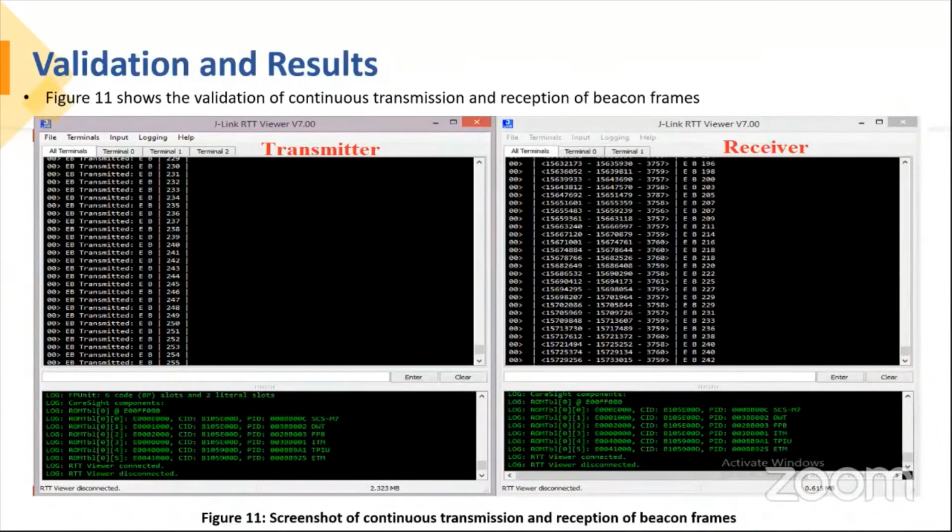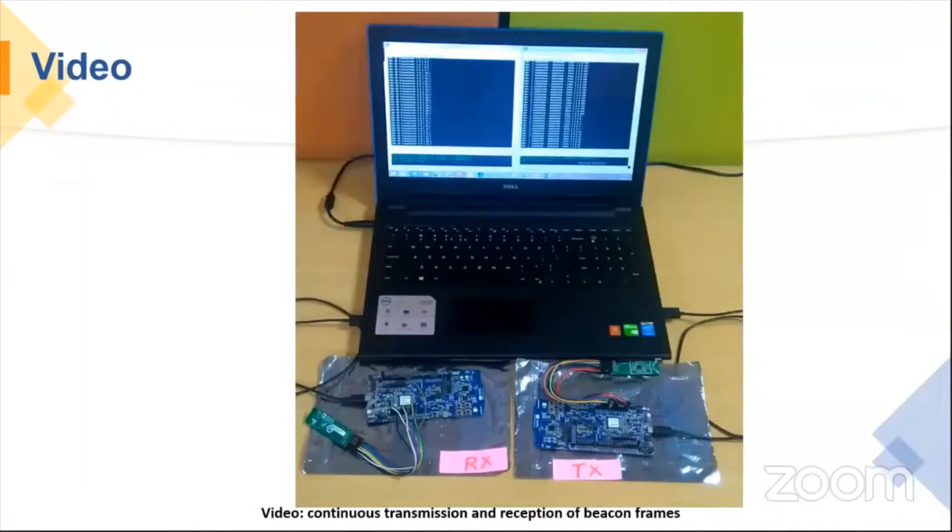These are some results of continuous transmission and reception of beacon frames. And this is another video, which I'm not sure whether it will be very useful for you. But then this is one part. There are other parts that you may want to try.